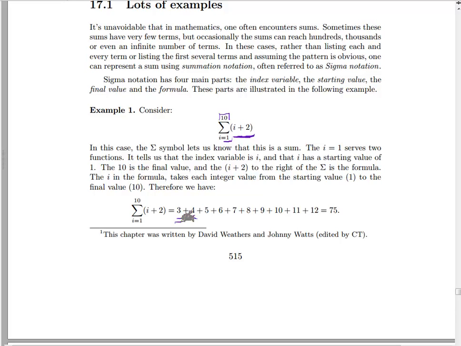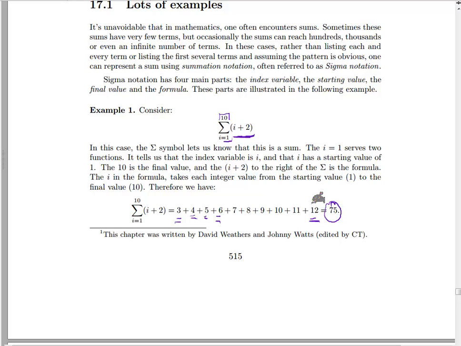Then I plug in I equals 3. You see where I'm going from 1, 2, 3, all the way up to 10. I equals 3, I get 5. And you can see that if I continue this pattern with 10 terms altogether, so we got a small mistake here. No, we don't have a small mistake, I'm sorry. If you count there's 10 terms, the last term is going to be 12. If you sum these up, it happens to be 75.